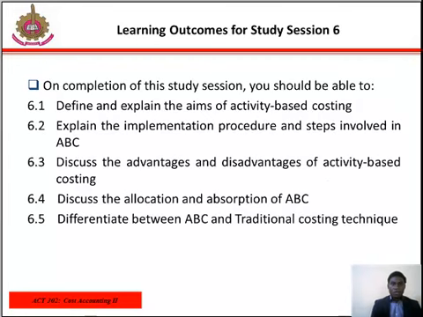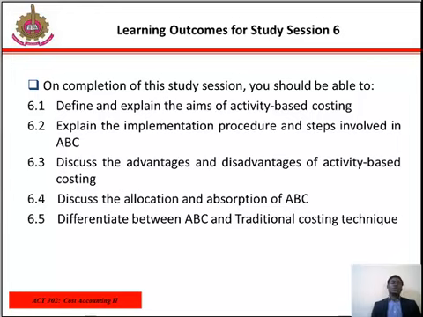Learning outcomes for Study Section 6. You should be able to explain the aims of activity-based costing. You should be able to explain the implementation procedures and steps involved in ABC. You should be able to discuss the advantages and disadvantages of activity-based costing.